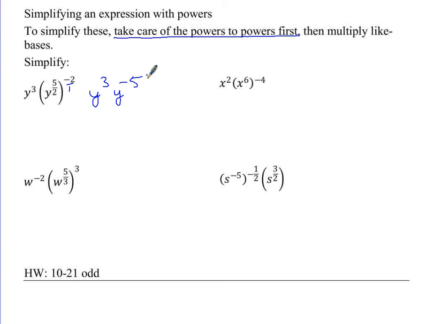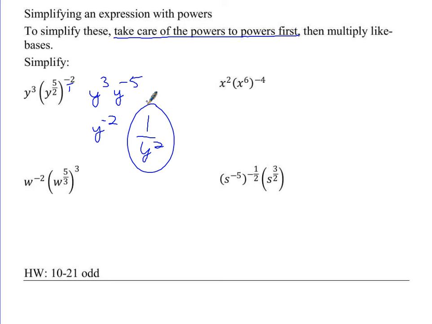Oh, okay, now what do we do? Yep, we have multiplying like bases here, so that means we're going to add our exponents, and we get y to the -2nd power. This has really gotten simplified. Are we done? No. How come we're not done? Yeah, we have a negative exponent, so we got to take care of that. What will I write as my answer? 1 over y to the 2nd. Very good. There's your answer.